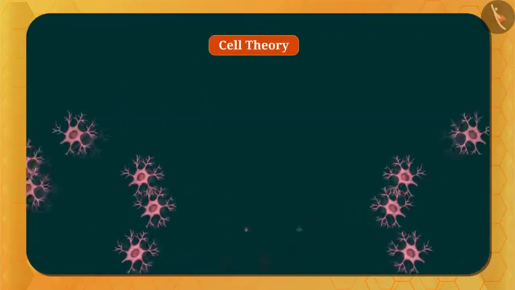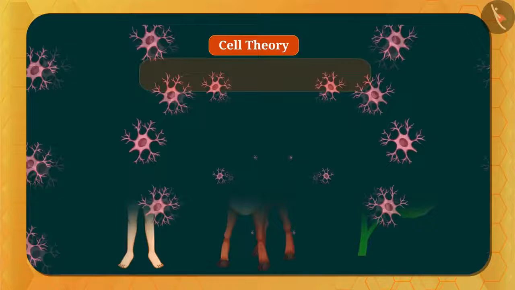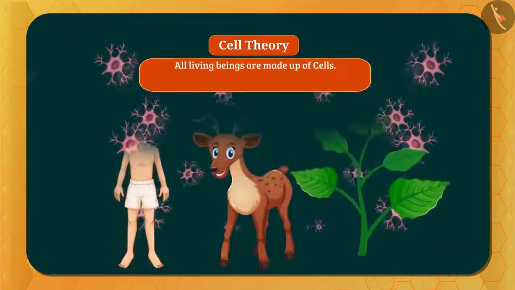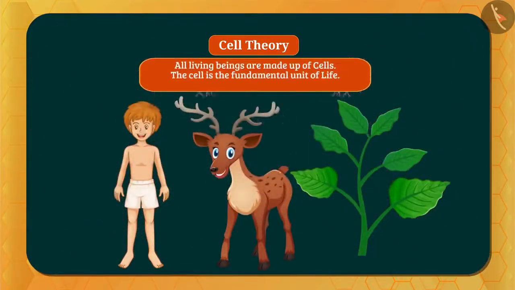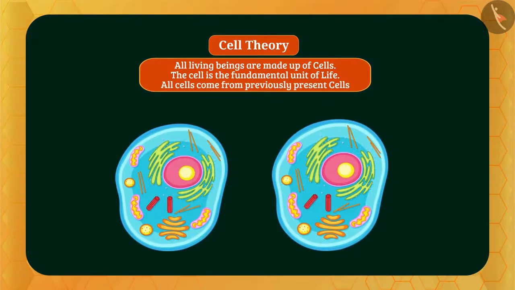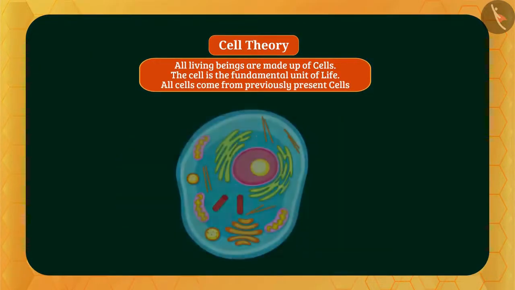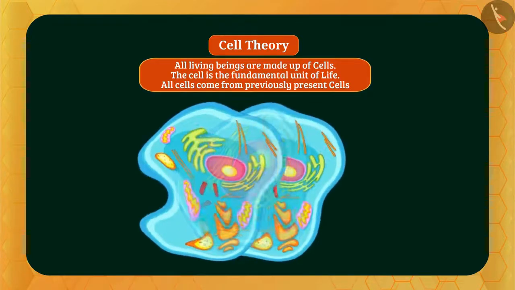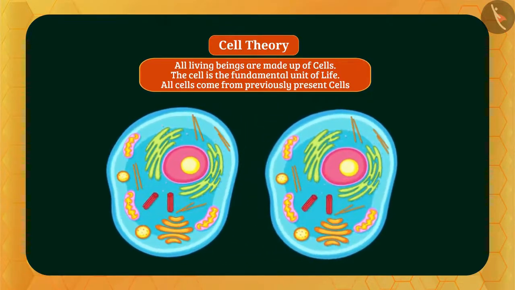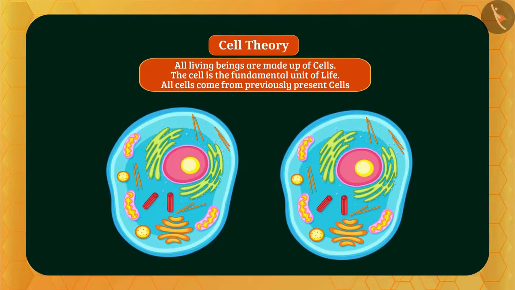After further research, it was found that all living beings are made up of cells. The cell is the fundamental unit of life. All cells come from previously present cells, that is, the first present cell divides and forms two new cells. And these are the postulates of cell theory.